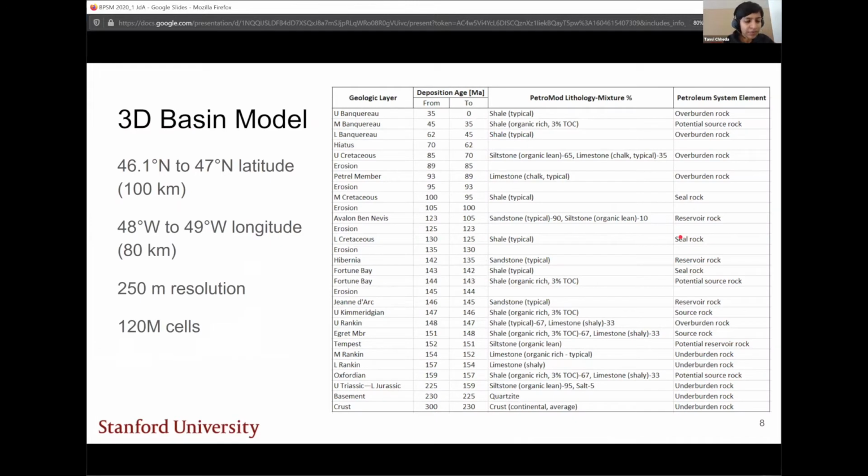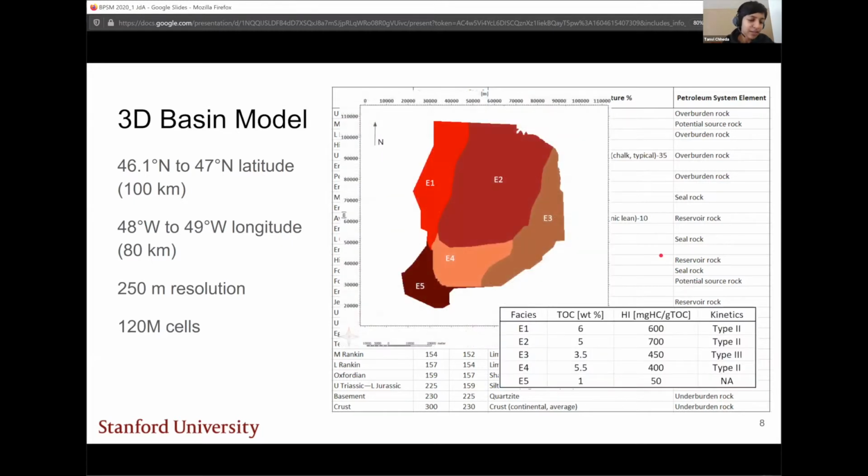All right, so using all of this information and surfaces derived from seismic data provided by our industrial affiliate, I created a 3D basin model that spans 100 by 80 kilometers and had a 250-meter resolution that I downscaled 4x to get a model with 120 million cells for simulation. And these are some of the lithologies and organofacies assigned to the model. And this one is for the Egret, the main source rock.